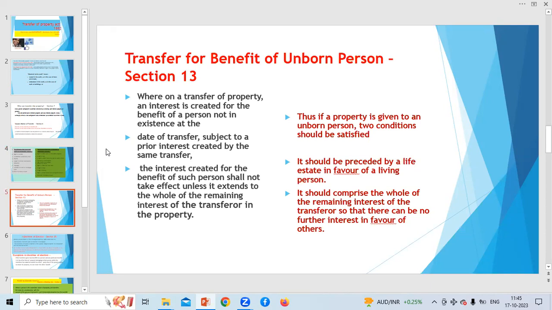The interest created for the benefit of such person shall not take effect unless it extends to the whole of the remaining interest of the transferor in the property. So these three points are important. Thus, if a property is given to an unborn person, two conditions must be satisfied. It should be preceded by a life estate in favor of a living person. It should comprise the whole of the remaining interest of the transferor so that there can be no further interest in favor of others.